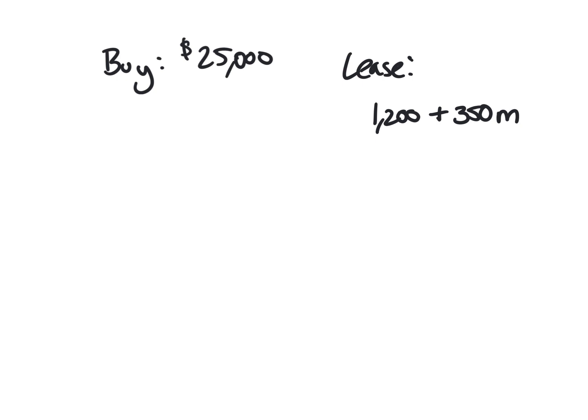So the total amount paid is a function of months. That's part A. Part A says find the linear function f of m that gives the total amount you paid on the lease after m months. So the total amount you will have paid will be the initial fee plus $350 times the number of months. Okay, so that's part A.